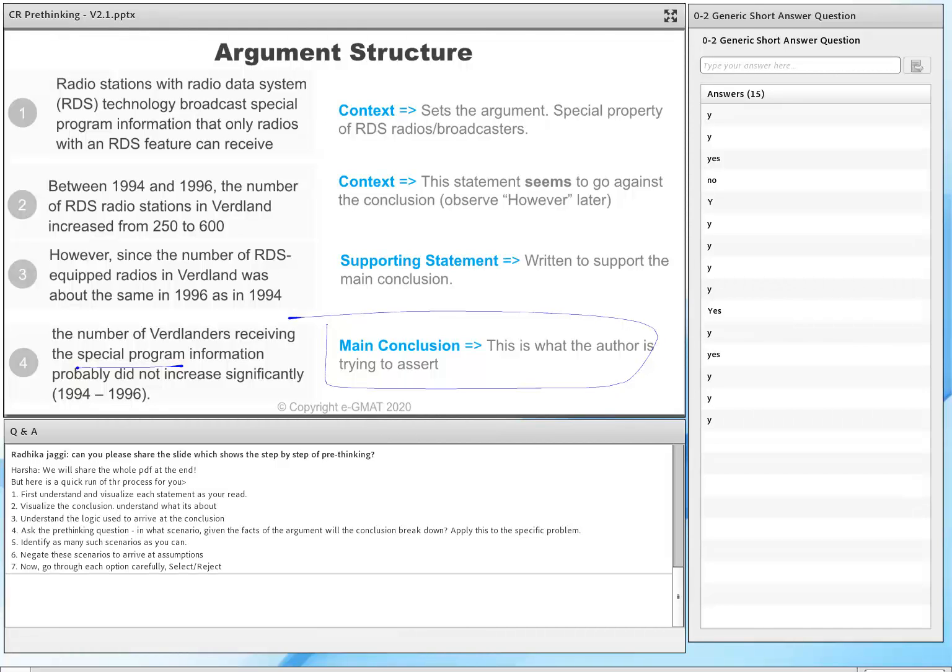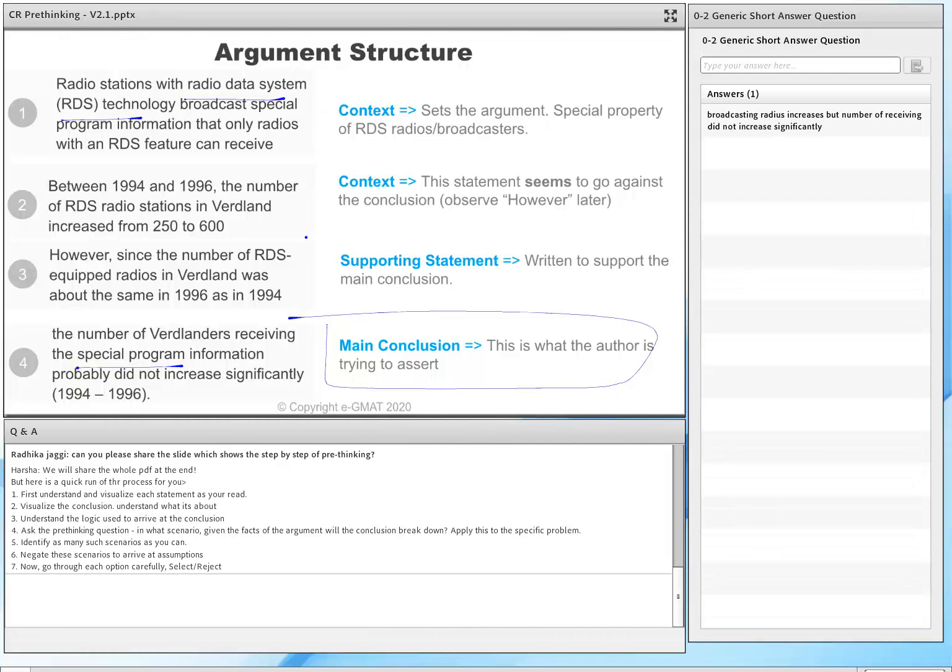Okay, so there are two things in the context of this. We have the system where we have a broadcasting radio station and then we have receiving radios in people's houses. And there's this one very special kind of broadcast radio station system, which has RDS technologies.